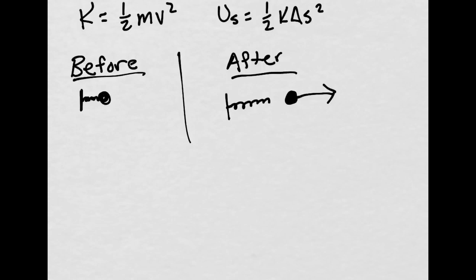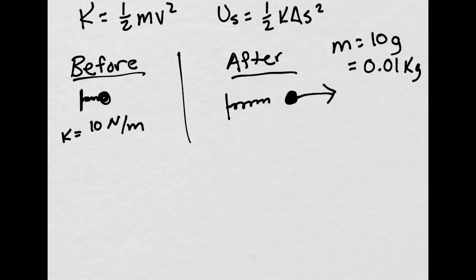We're told that the mass of the ball is 10 grams. Let's convert that now to kilograms. We divide by 1,000, so 0.01 kilograms. We're told the spring constant, k, is equal to 10 newtons per meter. And it's compressed, delta S, 10 centimeters. Let's convert that to meters now. So 10 centimeters is 0.1 meters.